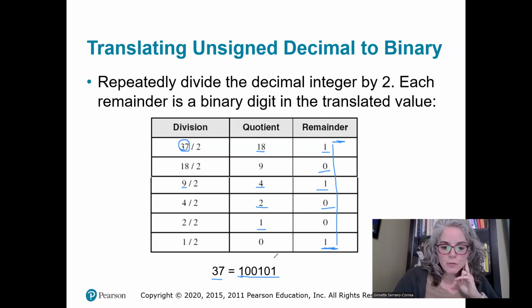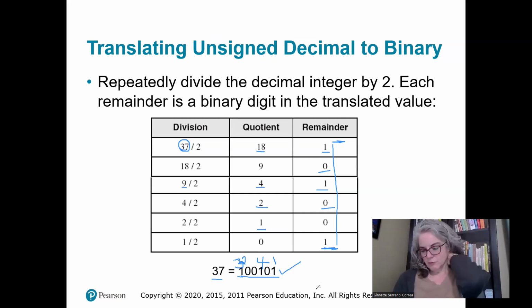Remember, this position is worth 1. This one's worth 2. This one's worth 4, 8, 16, 32. Remember, I'm just doubling the numbers. 4 times 2 is 8. 8 times 2 is 16. 16 times 2 is 32. Okay, I'm just doubling the numbers. So 32 plus 4 is 36, plus 1 is 37, and it checks correctly. So anytime you do a conversion, go back and check it to make sure that you did it correctly, because you won't be able to use any kind of calculator or anything when you do this type of work.